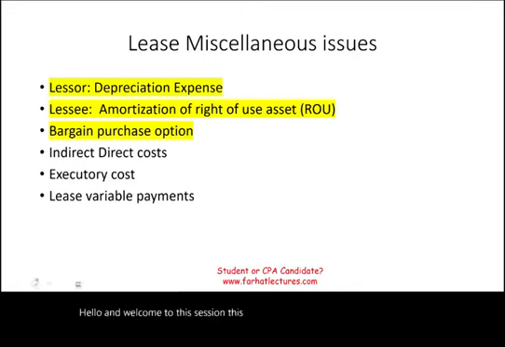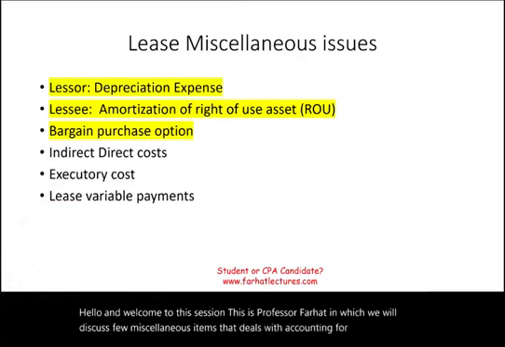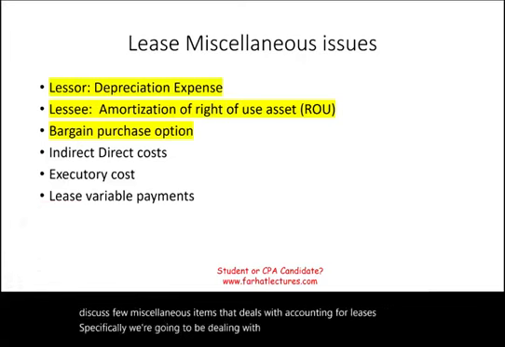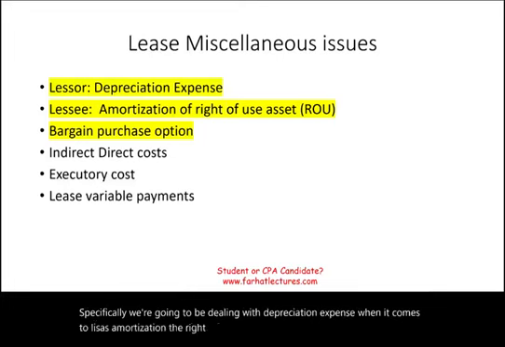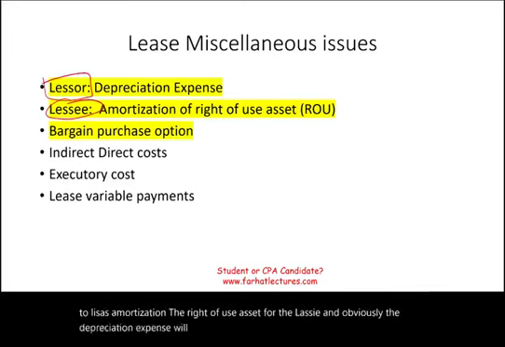This is Professor Farhat, in which we will discuss a few miscellaneous items that deal with accounting for leases. Specifically, we're going to be dealing with depreciation expense when it comes to leases, amortization of the right of use asset for the lessee, and obviously the depreciation expense for the lessor. I will also discuss accounting for leases when it comes to a bargain purchase option.